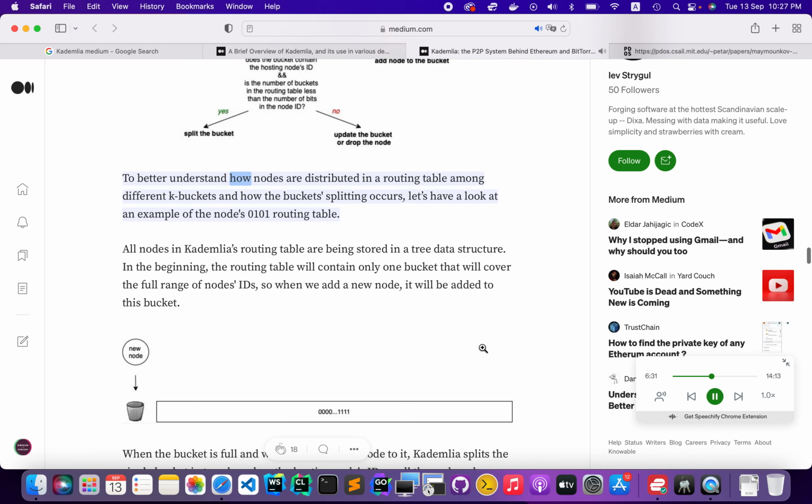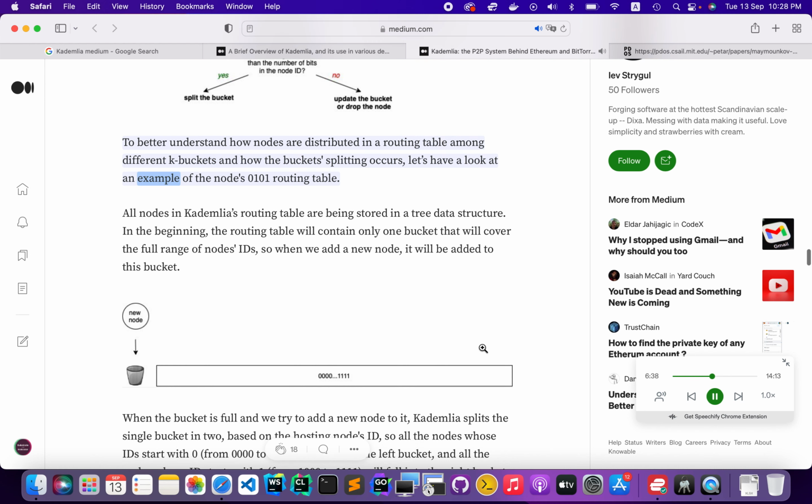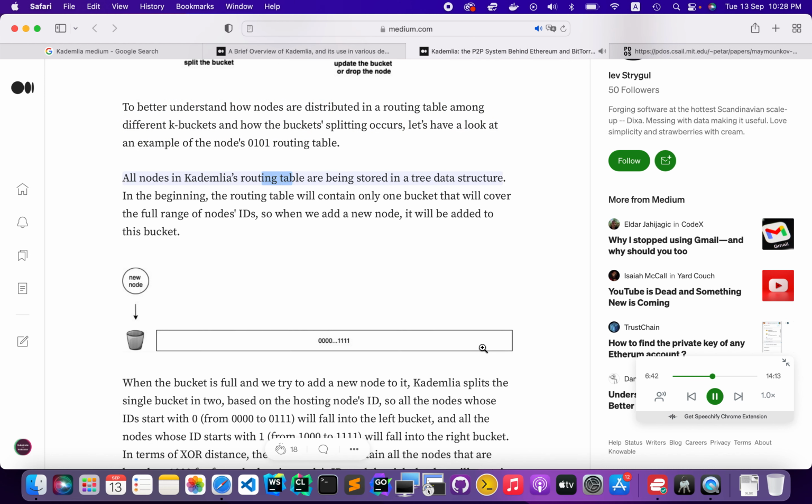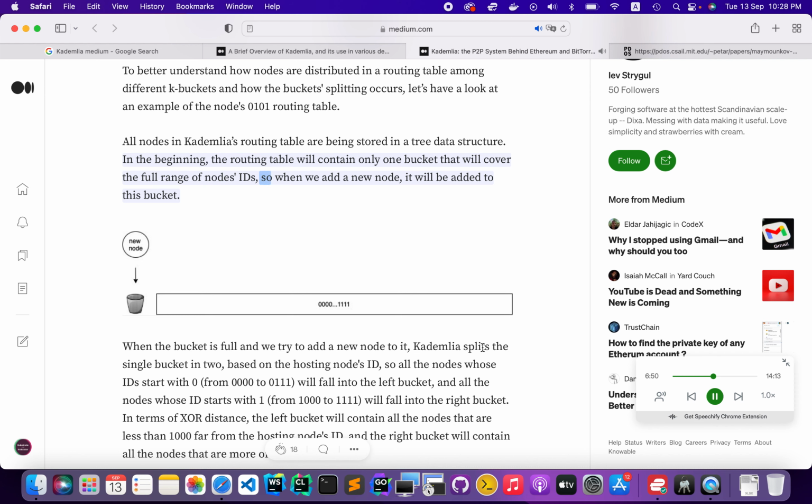To better understand how nodes are distributed in a routing table among different k buckets and how the bucket splitting occurs, let's have a look at an example of the node 0101 routing table. All nodes in Kademlia's routing table are being stored in a tree data structure. In the beginning, the routing table will contain only one bucket that will cover the full range of node IDs, so when we add a new node, it will be added to this bucket.